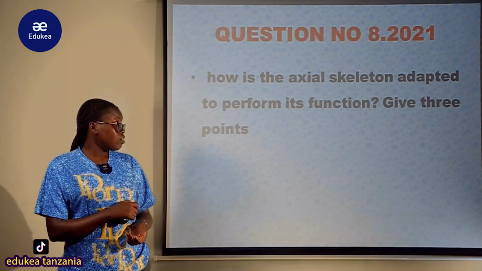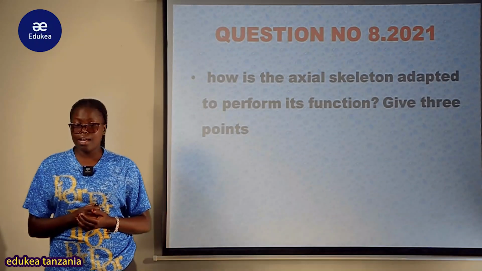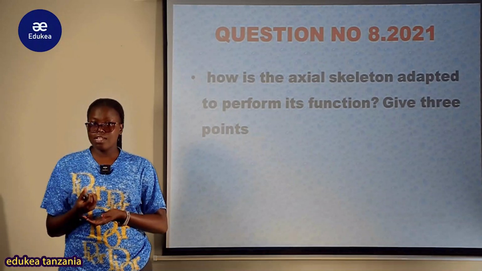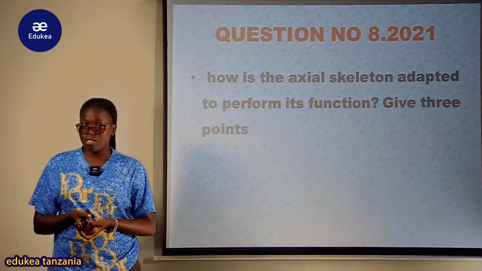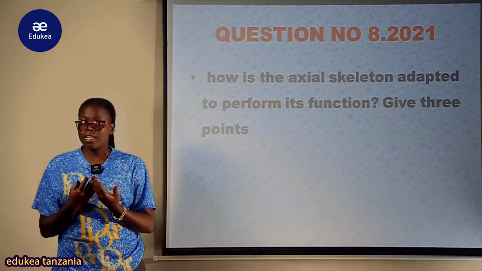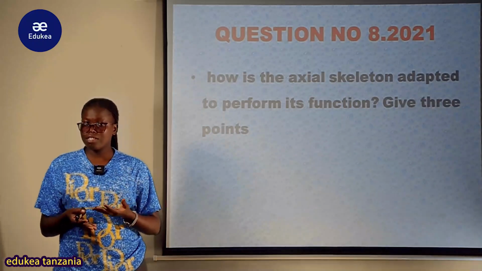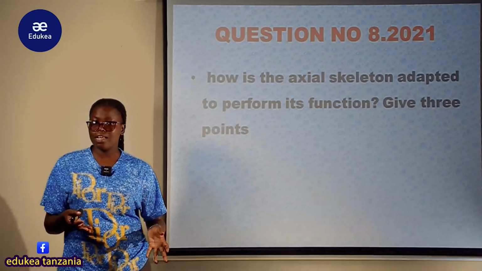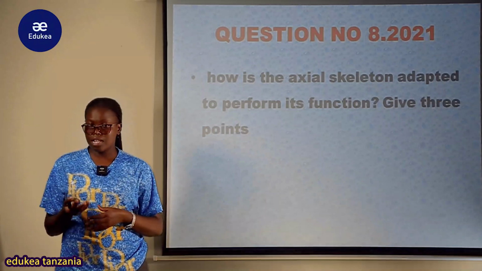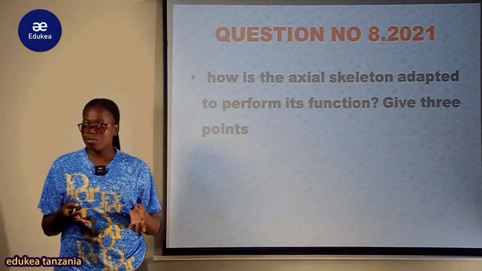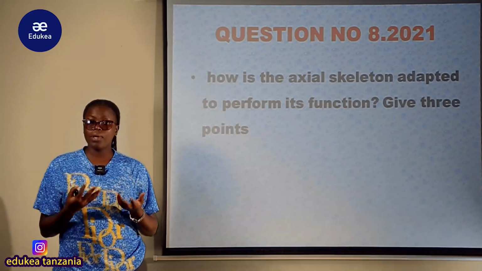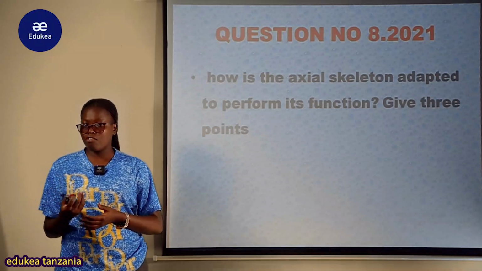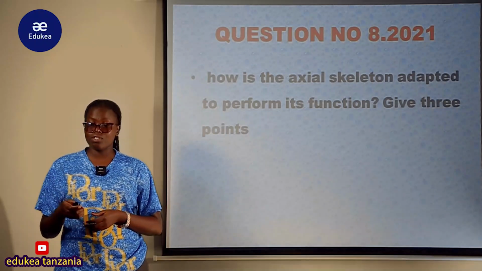So, ili swali limetoka katika our lovely topic of the movement. It is a Form 3 topic where this question has been derived in that concept of the skeletal system, human skeletal system, where we see that the skeletal system is a framework which is made up of cartilage, ligament, tendons, as well as the bone. So we have two main types of the skeleton in the human being. We have the appendicular and the axial skeleton. So our question of interest has been derived from the second type of the skeleton, which is the axial skeleton.